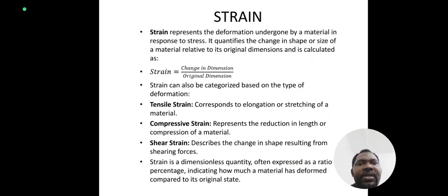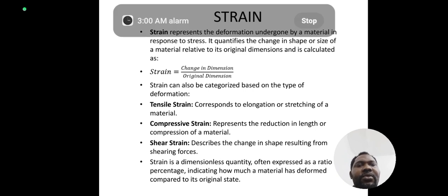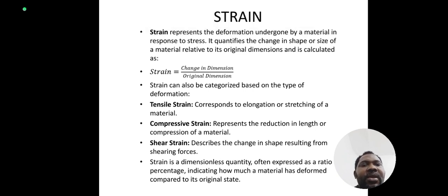Okay, so let's see the next, strain. Now, the first point: strain represents the deformation undergone by a material in response to stress. It quantifies the change in shape or size of a material relative to its original dimension, and is calculated as strain is equal to change in dimension over original dimension.